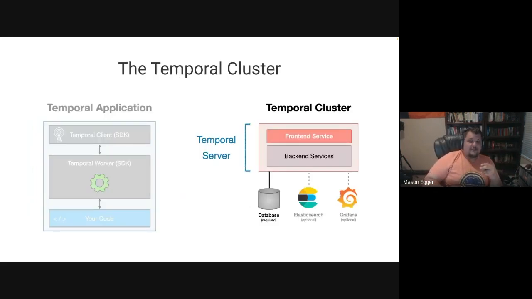If we look at the Temporal cluster, we have a front-end service and a back-end service. We have a database, which is required, so you have a persistence layer, and then you have other optional services. You can have Elasticsearch, which allows you to do advanced querying. Sorry, Elasticsearch allows you to do advanced querying, not metrics. You also have Grafana, which allows you to do charts and all that kind of fun stuff. The database is your persistence layer, and we support multiple persistence layers.